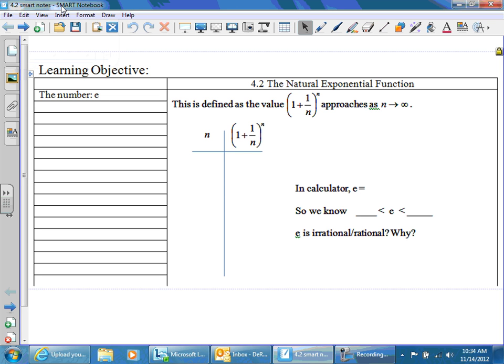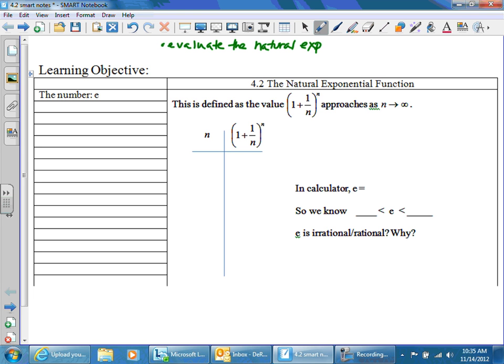All right, so we're going to do 4.2 today, which is the natural exponential function. And our learning objectives for today are: we're going to evaluate the natural exponential function, we're going to graph the natural exponential function, and we're going to calculate continuous interest.